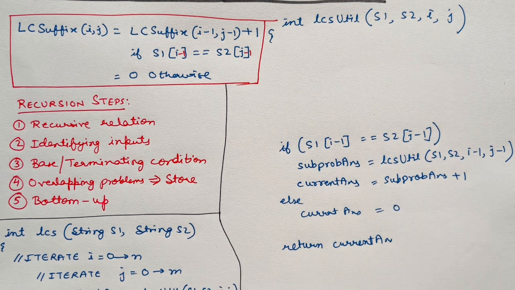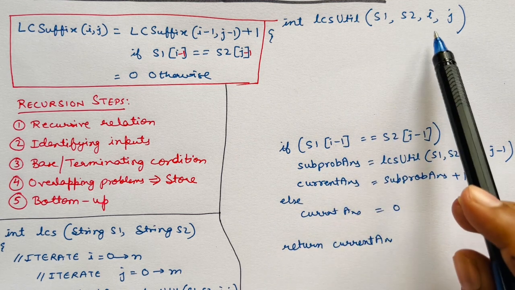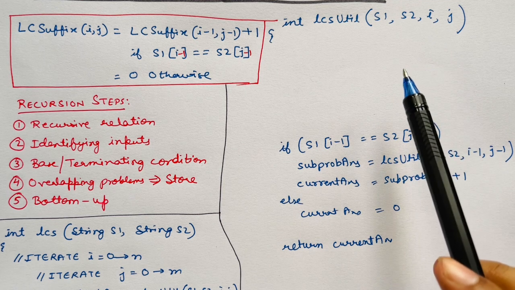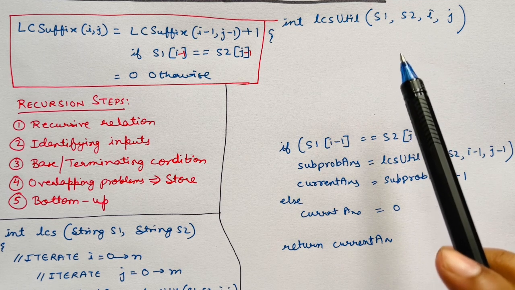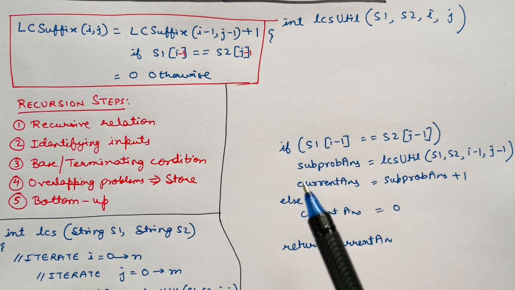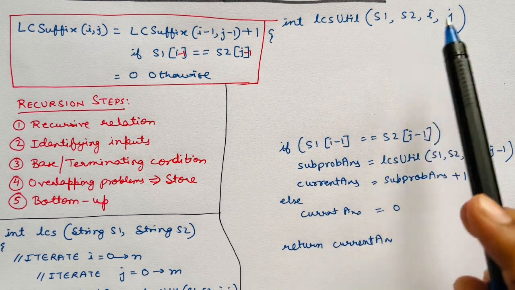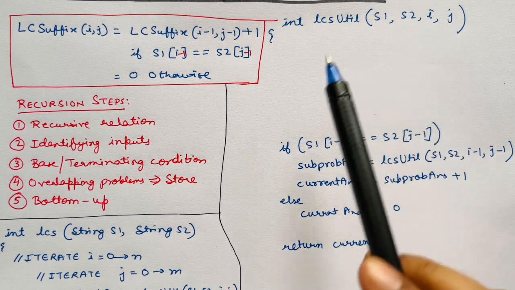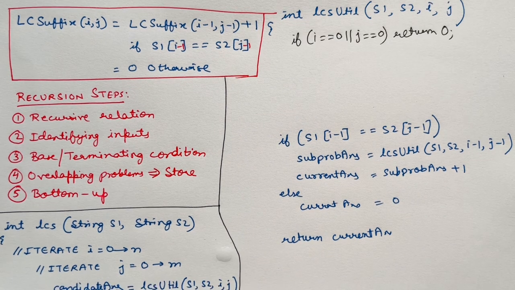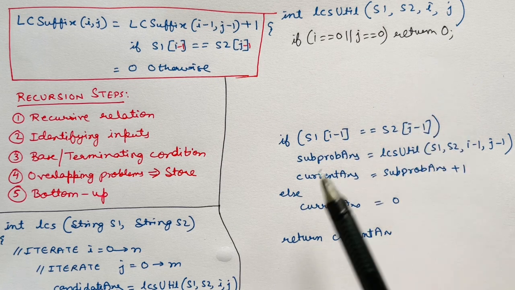What is our input here? The length of the two strings that we are considering. So if we had i equal to 0 or j equal to 0, it would mean that we are considering the first 0 characters of s1 or the first 0 characters of s2. That means either of the two strings is empty. And if either of the two strings is empty, then what is the length of the longest common suffix? It is obviously 0. So we add this base condition.